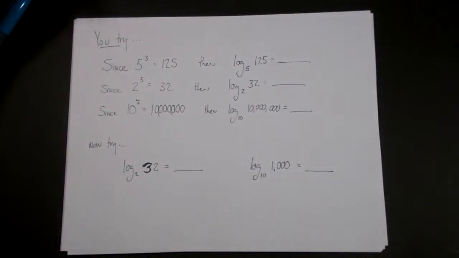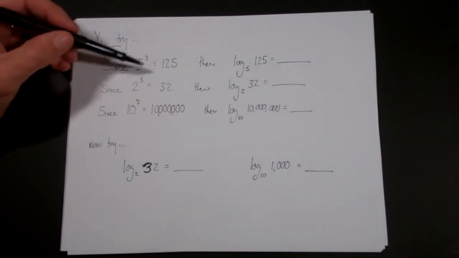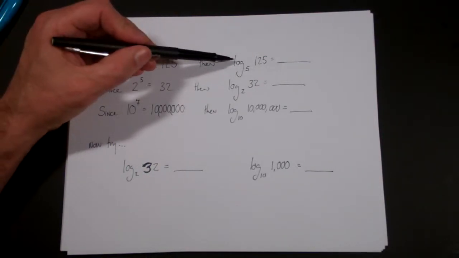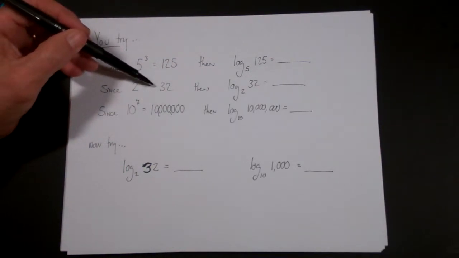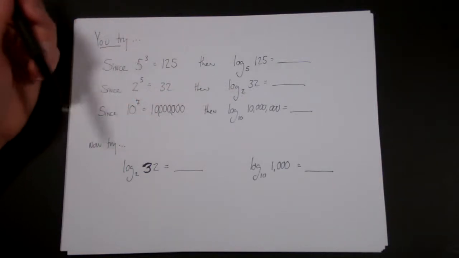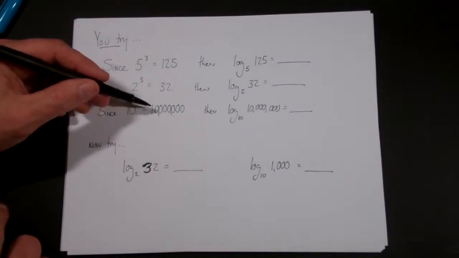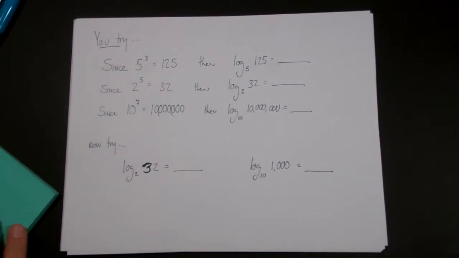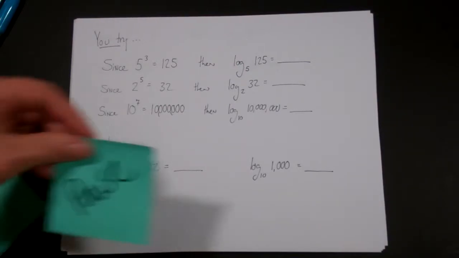Here, why don't you try some? I'll give you the exponentials and you give me the logs. 5 to the 3rd is 125, so you tell me what the fifth log of 125 is. 2 to the 5th is 32, so find the second log of 32. 10 to the 7th is 10 million, so you tell me what the 10th log of 10 million is. Again, I'm going to ask you to pause the video for a second and work these problems out.